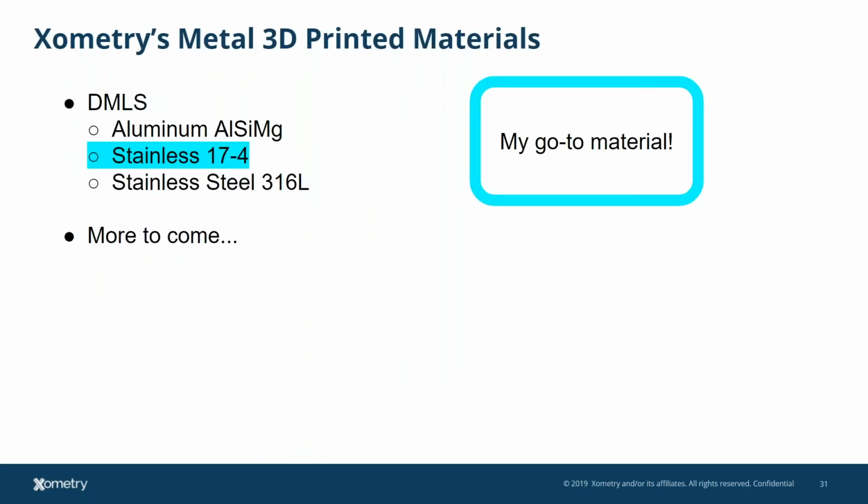So limited choices here. We're running aluminum alloy. It's very similar to a cast aluminum. We have our stainless steel variants, 17-4 and 316L. If you twist our application engineer Tommy Lynch's arm, he may look into some other materials for you as well.